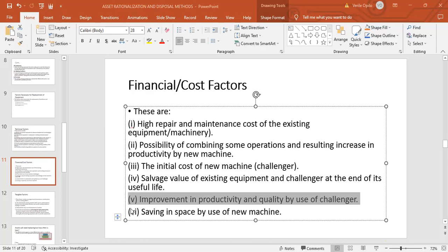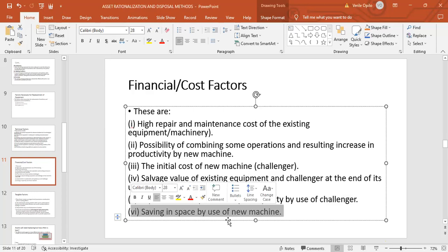Then we also have saving in space by use of a new machine. You're going to find that sometimes the old machines take up a lot of space. Let's take the television, the older ones that have a big back. You find that it required a lot of space. Even a 32-inch or a 40-inch television with a big back, just look at how much space that one will require. So you find that it will require a lot of space just to store this asset.